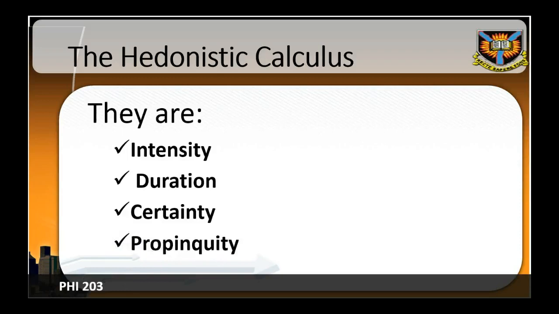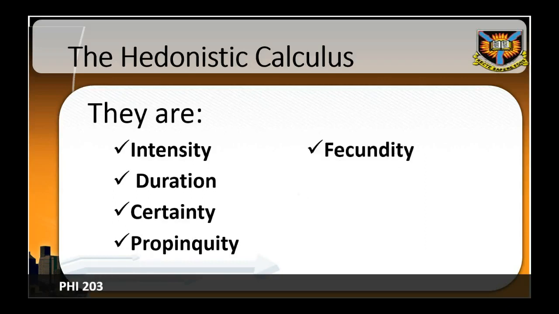Propinquity. Propinquity is the condition which states that whether an action is morally right or wrong has to do with how near or how remote the pleasure is. As a result, if the pleasure that an action is likely to bring about is near, then it is a good moral action, but is bad if the pleasure is remote.